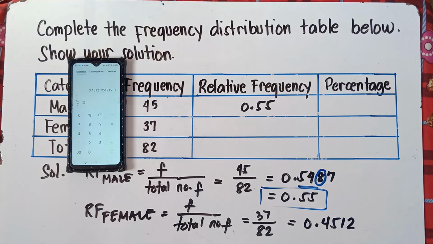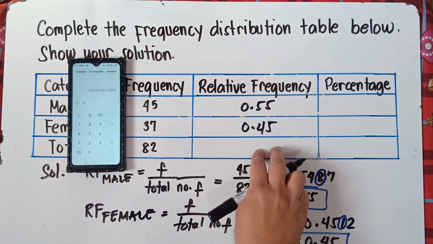0.4512. So once again, after 5, that's 1. So we need to simply copy 5. We cannot round up because after 5, that's 1. So simply copy this one, 0.45. And that would be our answer. The relative frequency would be 0.45.